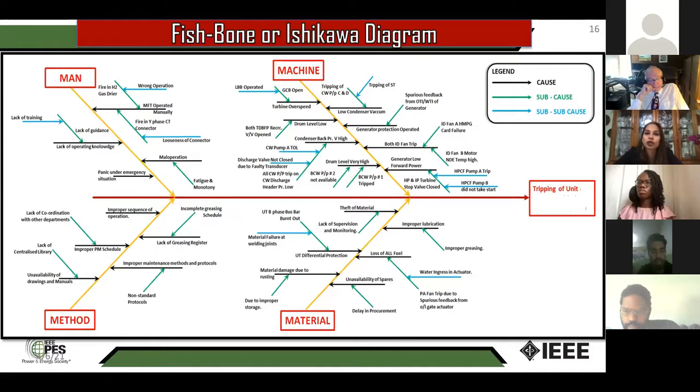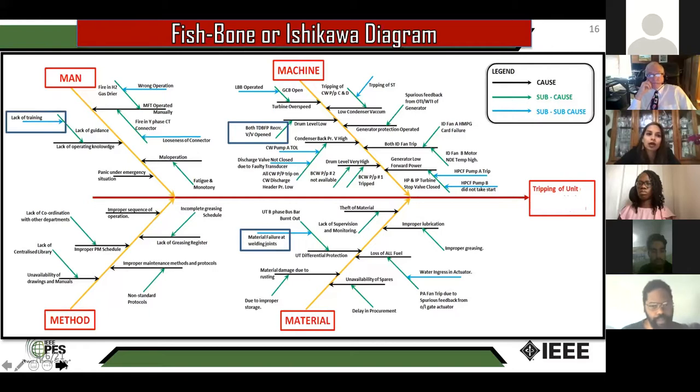So these are the various trippings that can happen. Tripping, as I indicated, is when we are not supplying electricity to the grid. There are many causes that can lead to unit tripping: man, machine, method, and material. In this presentation, I'm going to cover three of them: one with machine, one with material, and one with man.